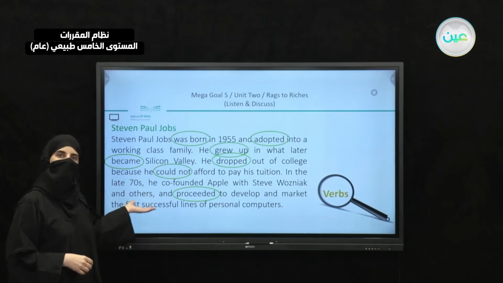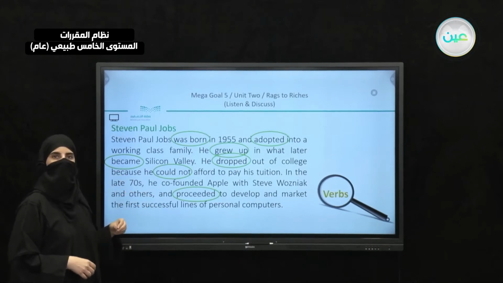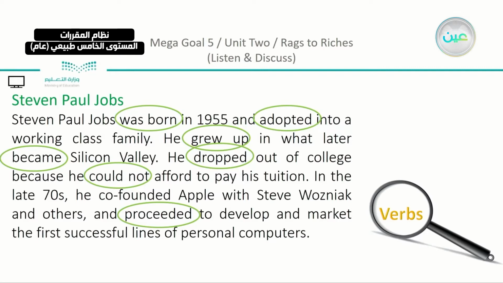Now the verbs that you can see here, they are all in the past. The word working in into a working class is a noun in the sentence, it is not a verb. So mainly, we know that Stephen Paul Jobs is not alive, which means that all of these happened in his life, and all of these verbs are in the past tense. He was born, he was adopted in a working class, he grew up, he dropped, he proceeded. So all of these things happened in the past and they're done.